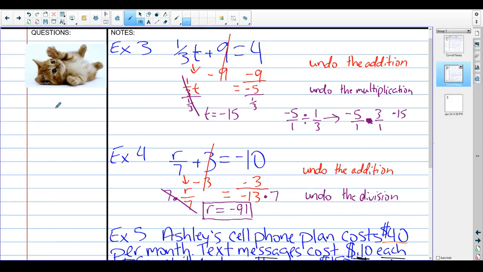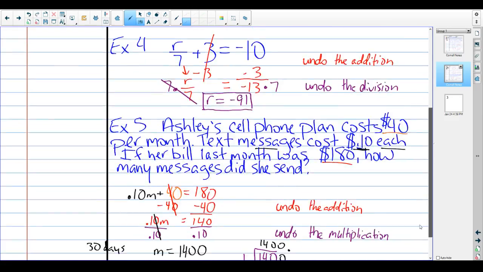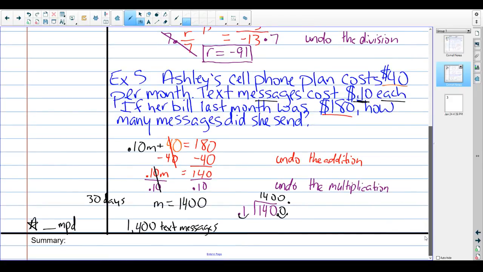Okay, so your questions. What did you write about? You wrote about solving equations. So your question would be like, how do I solve equations? Don't forget to put the cats. Don't forget to answer this. Your summary. Your summary was all about solving two-step equations. Okay? Alright, that's it for the notes.